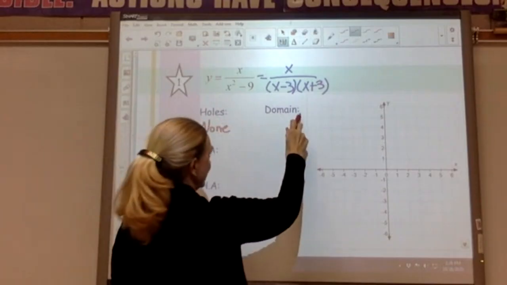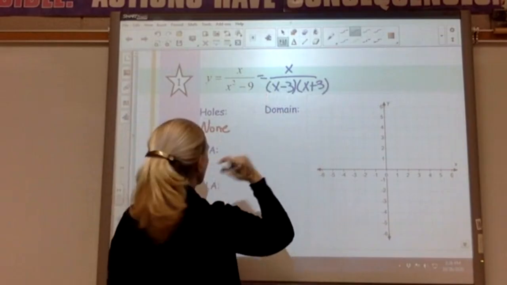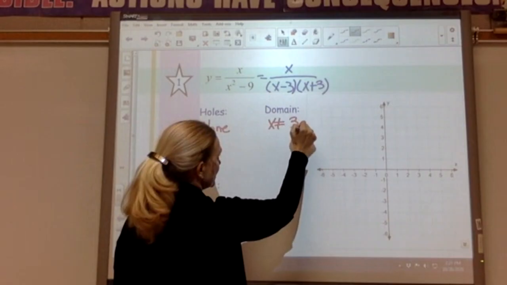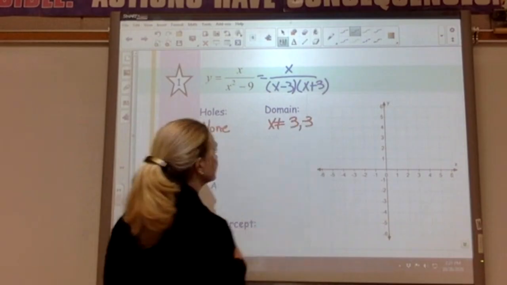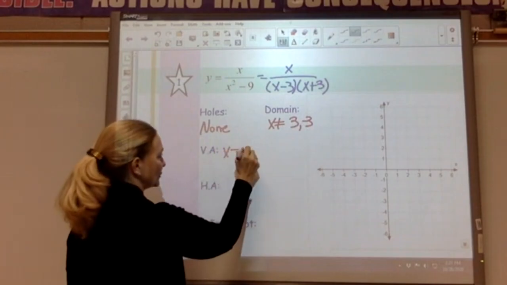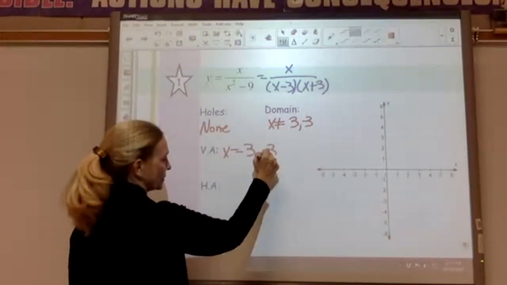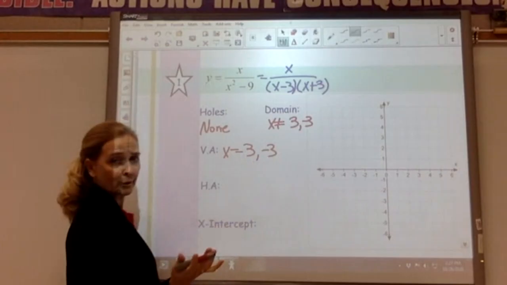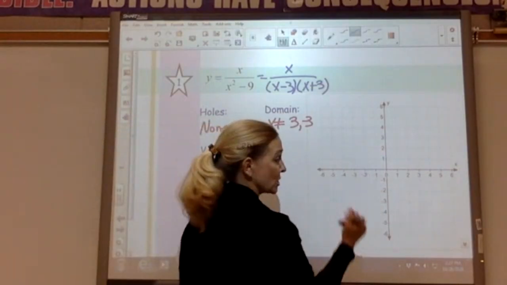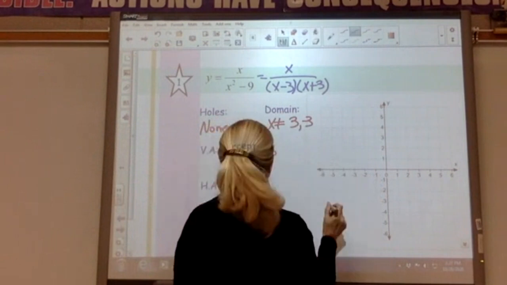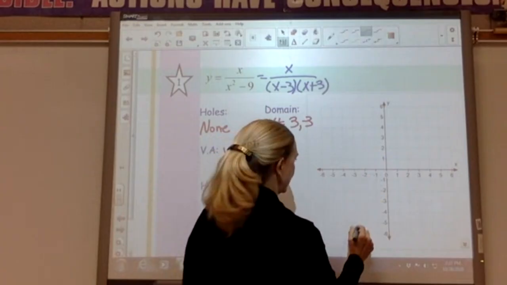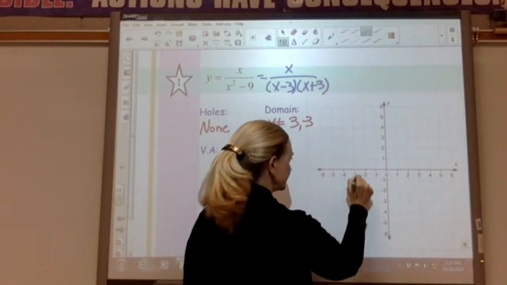Factor. Now the domain, set the denominator equal to 0. That gives me x cannot equal 3 or negative 3. So the vertical asymptotes would be x equals 3 and negative 3. Right? So I'm going to go ahead and draw those. I'm going to sketch this in here. I'm going to make it dashed, a vertical line, going up through negative 3 and positive 3.